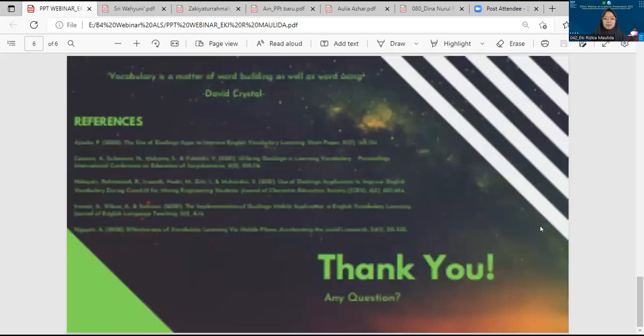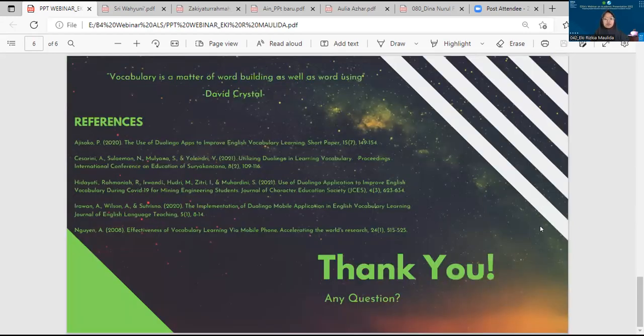Next slide, please. So in the future, teachers need to apply several strategies to support the vocabulary learning process for students. Last but not least, there is a quote from David Crystal: vocabulary is a matter of word building as well as word using.